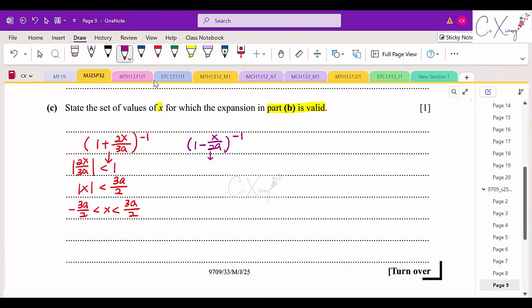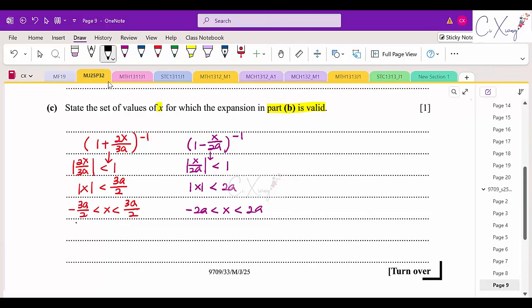Then for this bracket, you'll be having modulus x over 2a. The negative, when you put modulus, it also becomes positive, right? So I didn't write it out. Then I'm having modulus x smaller than 2a, so negative 2a smaller than x smaller than 2a. But when we want to apply the binomial expansion formula in both brackets, we have to make it valid for both brackets. We always choose the smaller set of values. So if you compare, this one is modulus x smaller than 1.5a, and this one is modulus x smaller than 2a. Definitely this is a smaller set, right?